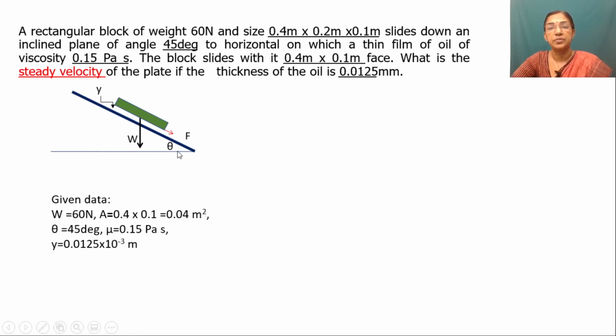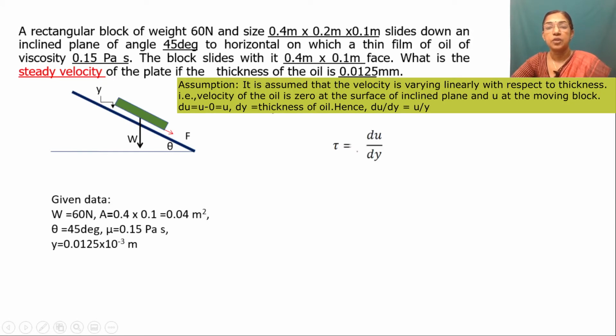So which equation can we use? Our equation is Newton's law of viscosity: tau equal to mu into du by dy. Here y is given to you because the gap is given, and the viscosity is also given to you. We are interested in finding the steady velocity at which this block is moving.